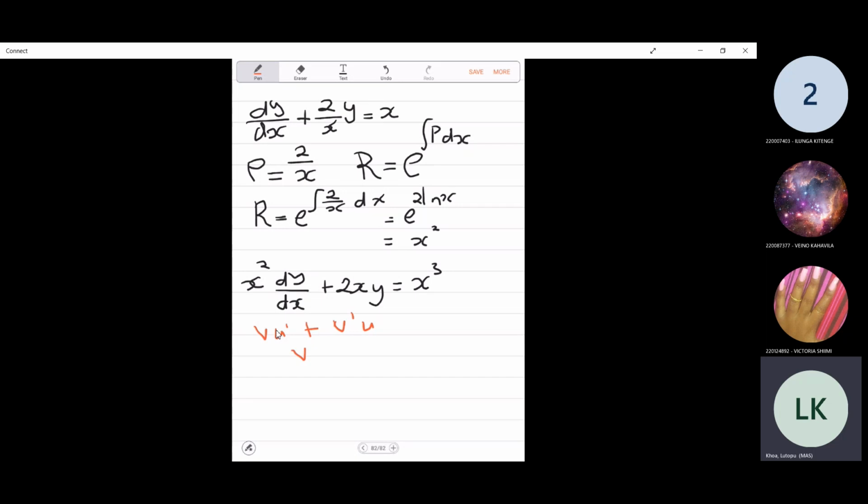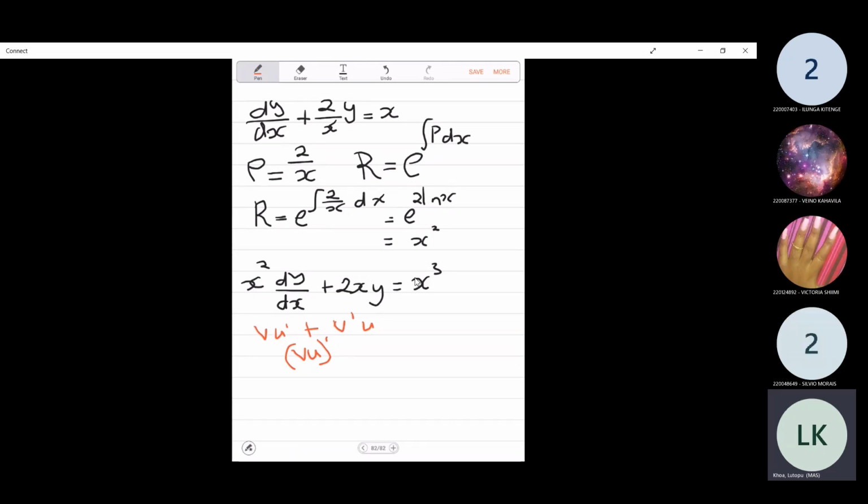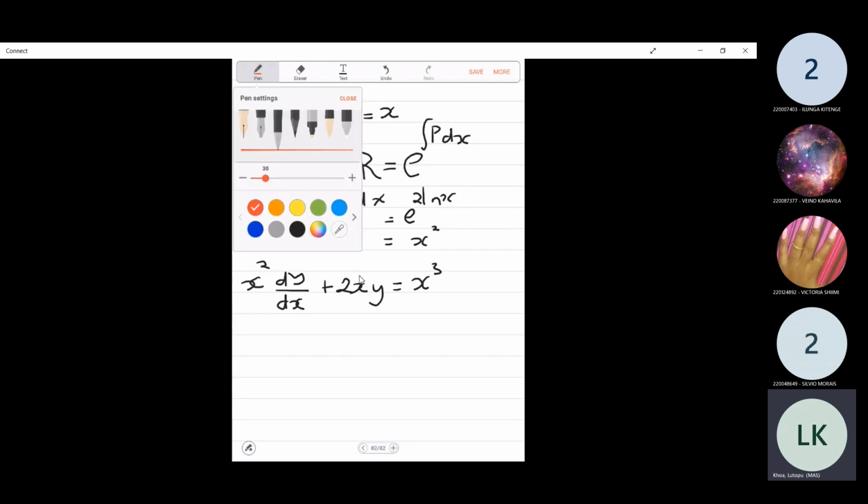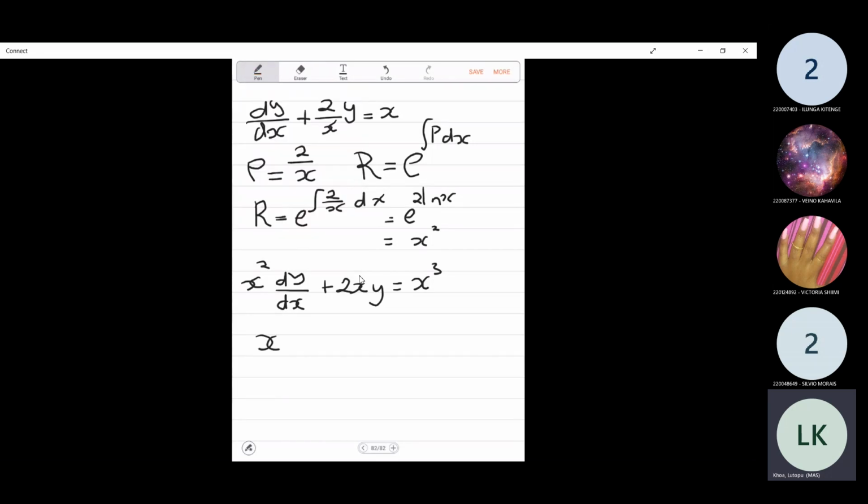So I could always write it like this, because I have a function multiplied by a derivative, plus the derivative of this function multiplied by the first function as it is. So we can see that when I multiplied by the integration factor, I created the product rule on the left-hand side. So making use of the product rule, I can now rewrite the left-hand side as x squared times y prime. This is equal to x to the power of 3.